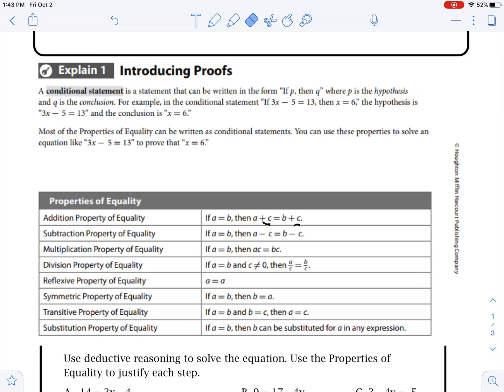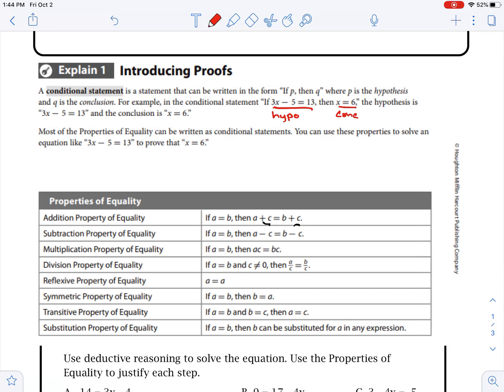First thing to point out, a conditional statement is an if-then statement. Whatever comes after the if is the condition, your hypothesis. Whatever comes after the then is your conclusion. So if I looked at "if 3x - 5 = 13," this whole part would be our hypothesis, and then x = 6 would be our conclusion.